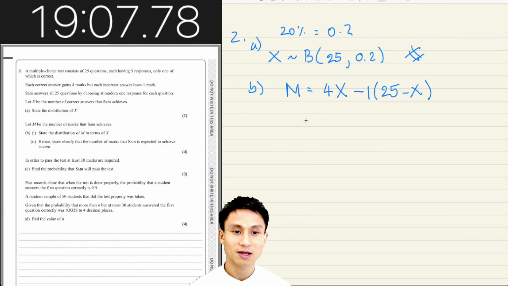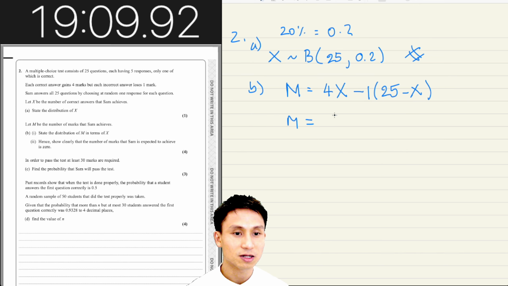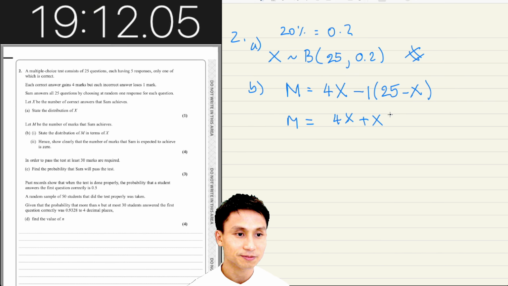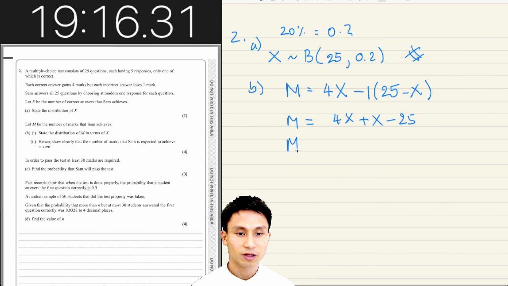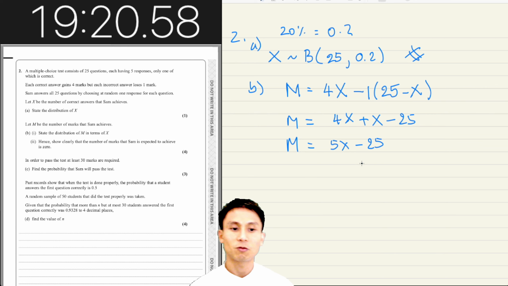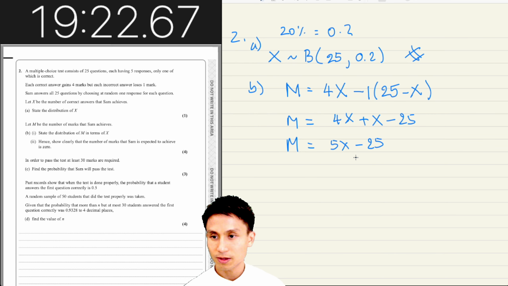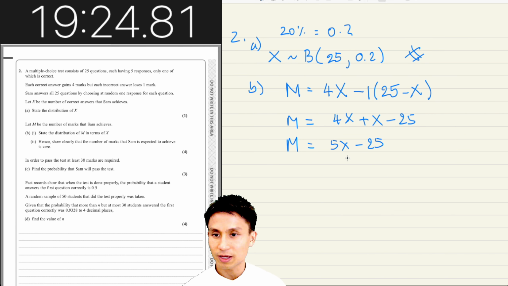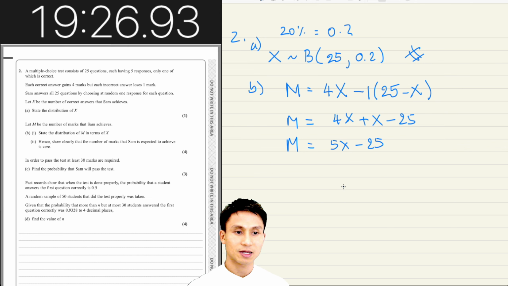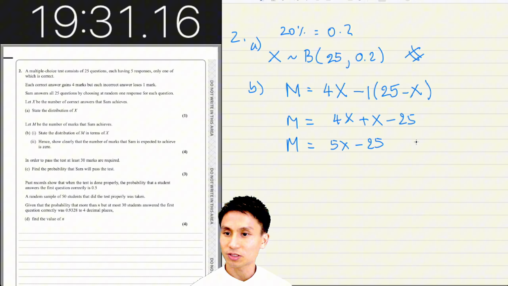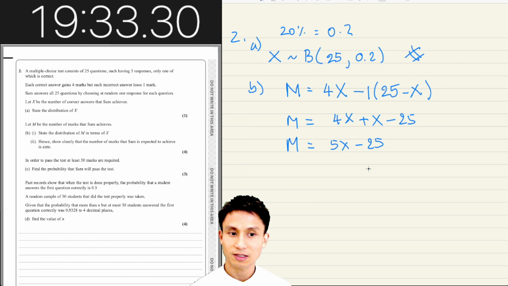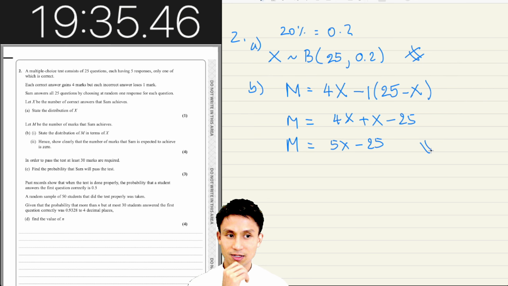It's the same thing. So if we simplify that, we get 4x plus x, minus 25. All right, so M would be 5x minus 25. That would be it, okay? That would be the distribution of M in terms of x, I think. So x can be found by the binomial. We plug it in. So this is just that. Yeah, I think this is it.